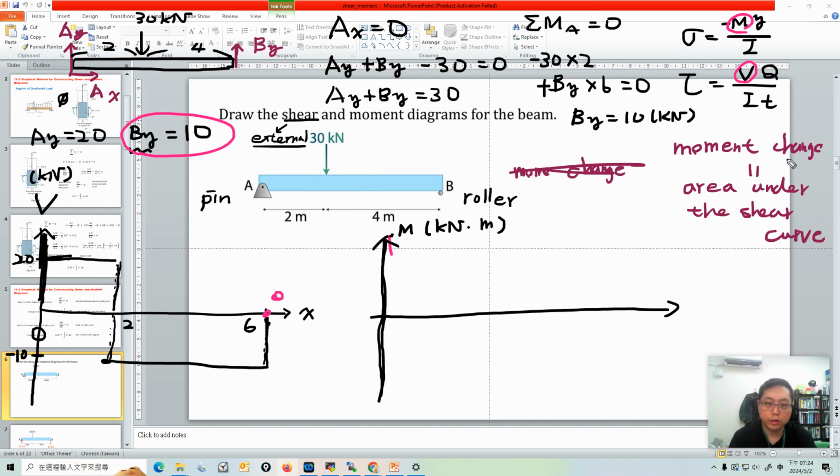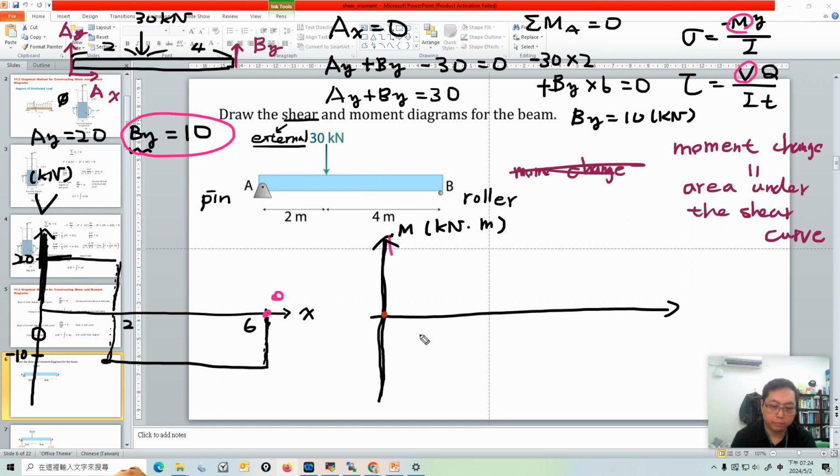Moment change equals the area under the shear curve. What does that mean? Let's start to draw the moment diagram, not the shear diagram. At A there is no moment, so we start from zero.